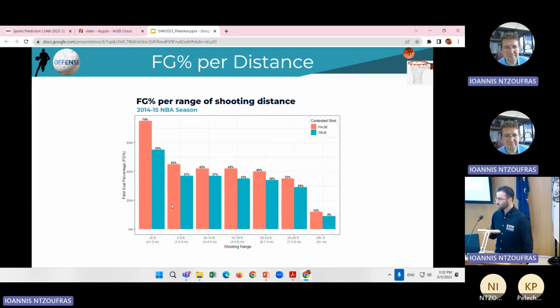In this plot, we showcase the field goal percentage per shooting distance. From the first 2 bars, we observe that the shots attempted close to the basket are affected the most when contested, with defenses being able to prevent 20% of them. This explains the tendency of many teams to protect the rim at all costs. It is also clear that as shooting distance increases, shot probability decreases.